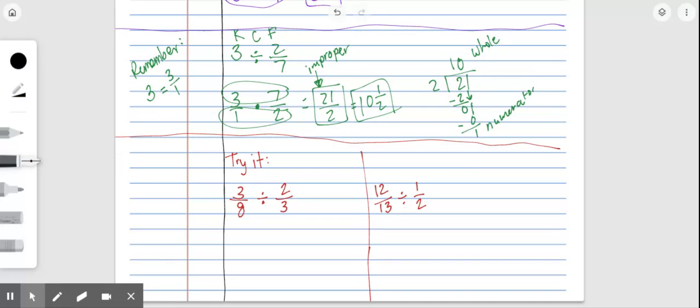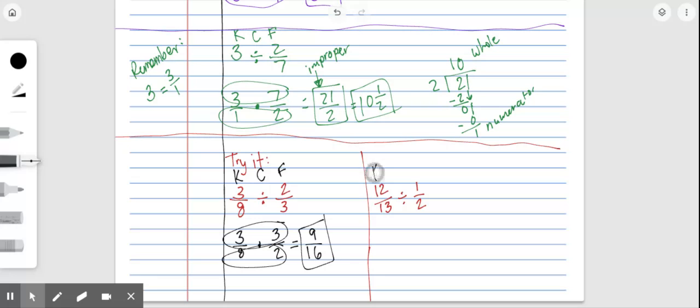So we're going to start with keep, change, flip. So I keep 3/8. I change that division to multiplication, and I flip 2/3 to use the reciprocal, which is 3 halves. And then I'm multiplying straight across. 3 times 3 is 9, and 8 times 2 is 16, 9/16. 9 and 16 don't have any common factors, so this is my final answer. Hopefully you got 9/16. Give yourself a star if you did.